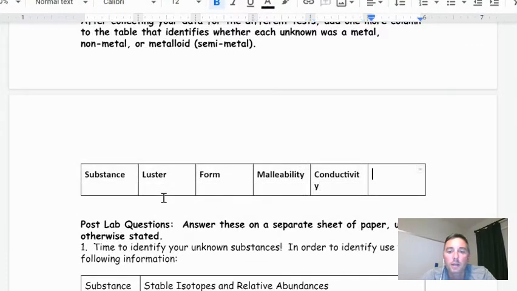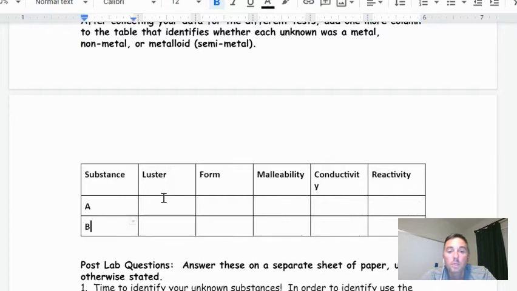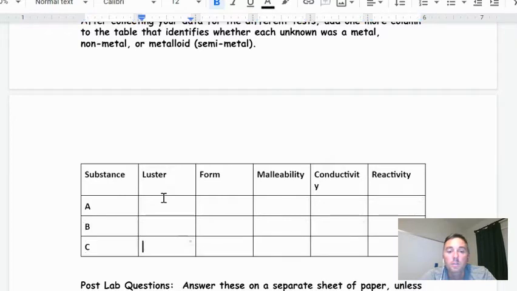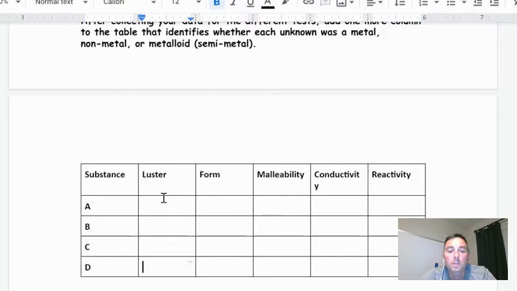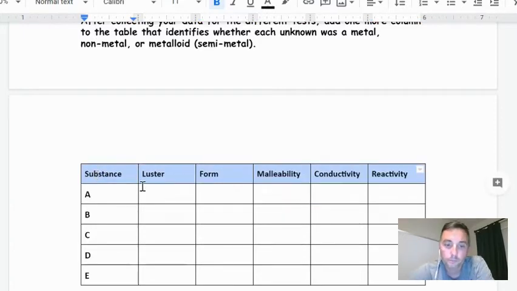Conductivity, and then reactivity. So I have substance A, B, C, D, and E. Normally I would do this with you guys with these substances out in little beakers, and we'd take a look.